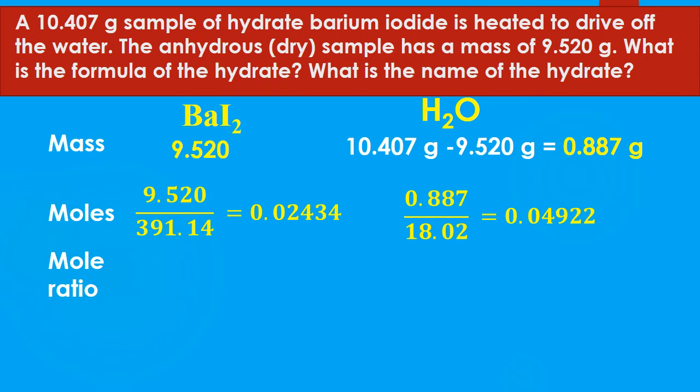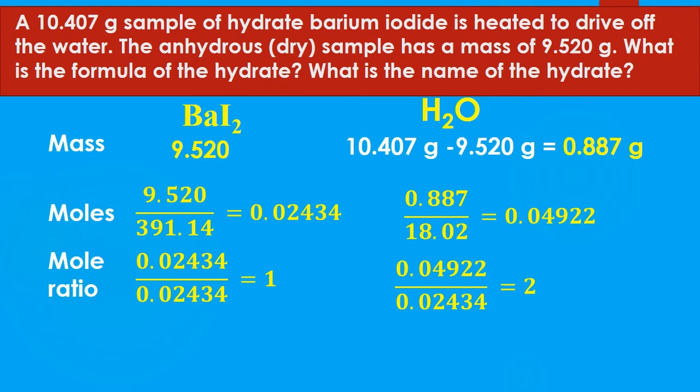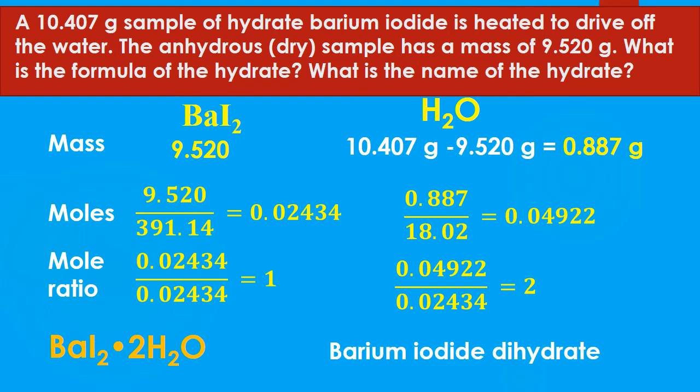And again, we're going to calculate our mole ratio. This here is the smallest number of moles, so we're going to divide this by itself. And we're going to divide this by 0.02434 also. When we do that, we get 1 for barium iodide and 2 for water. So that tells us in every mole of the hydrate, there's 1 barium iodide and 2 water molecules. So BaI2·2H2O. So that's barium iodide dihydrate because we have 2 water molecules attached.